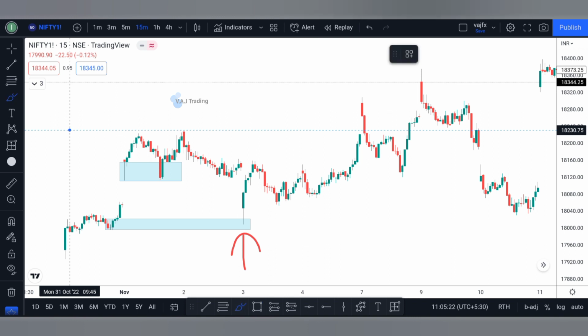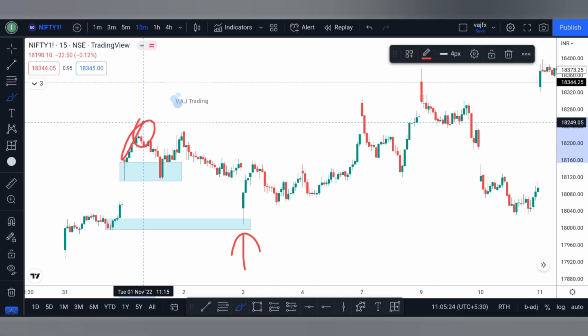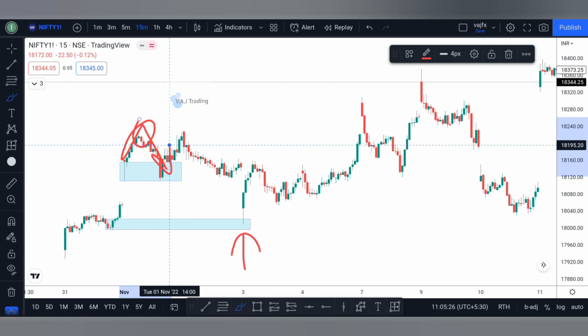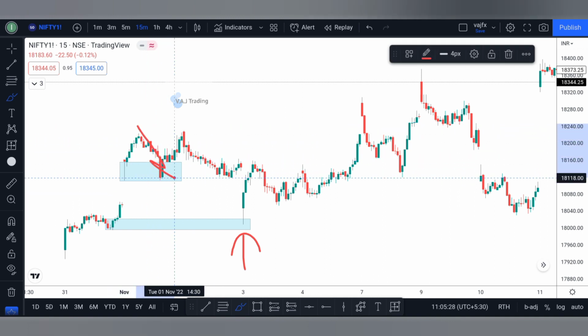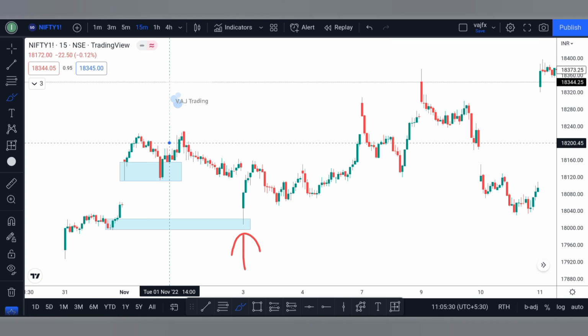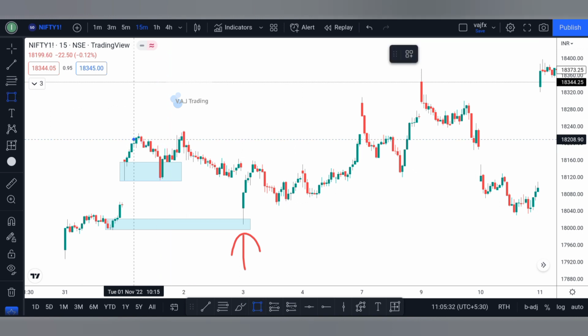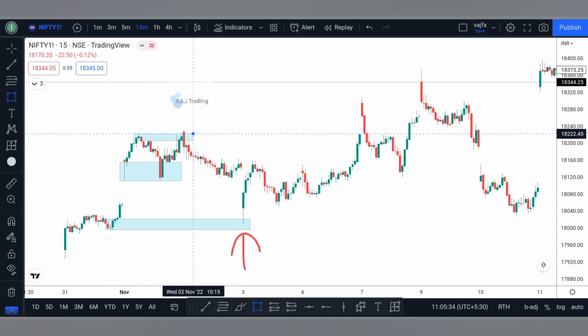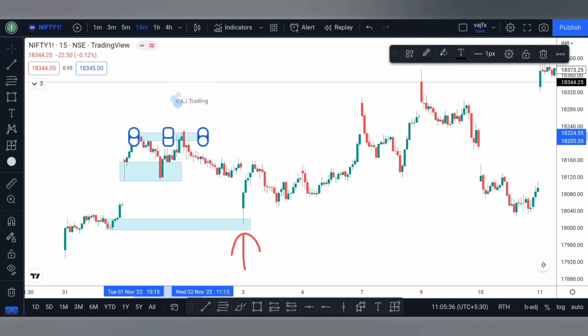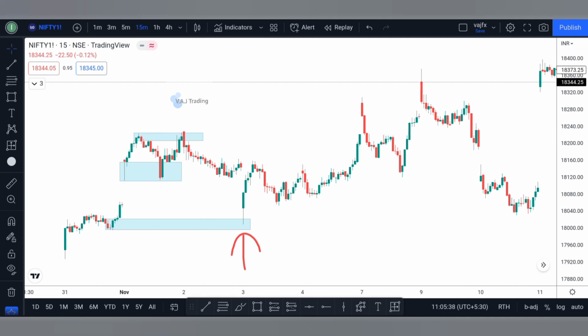Now this level, you can see, is from where the market went into a down move. So that's a very good supply level, and we can mark it here. So that's a supply level, and this is also a very good demand level. Why? Because it's from here the market went up.